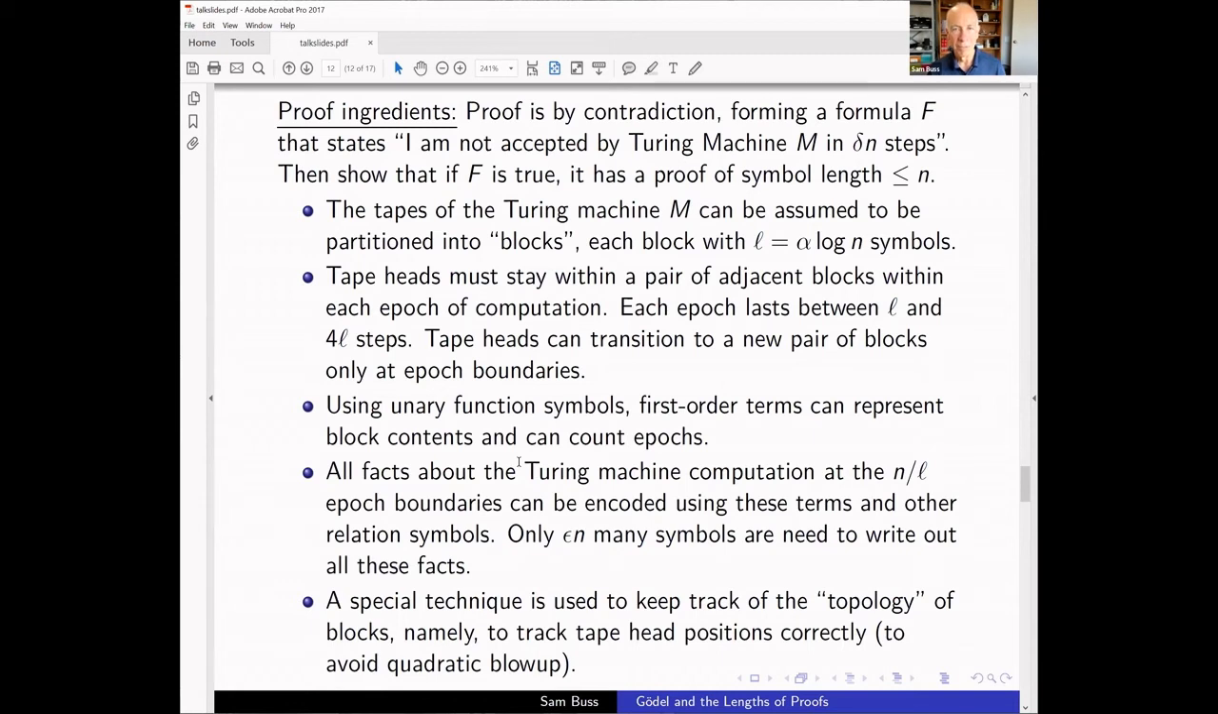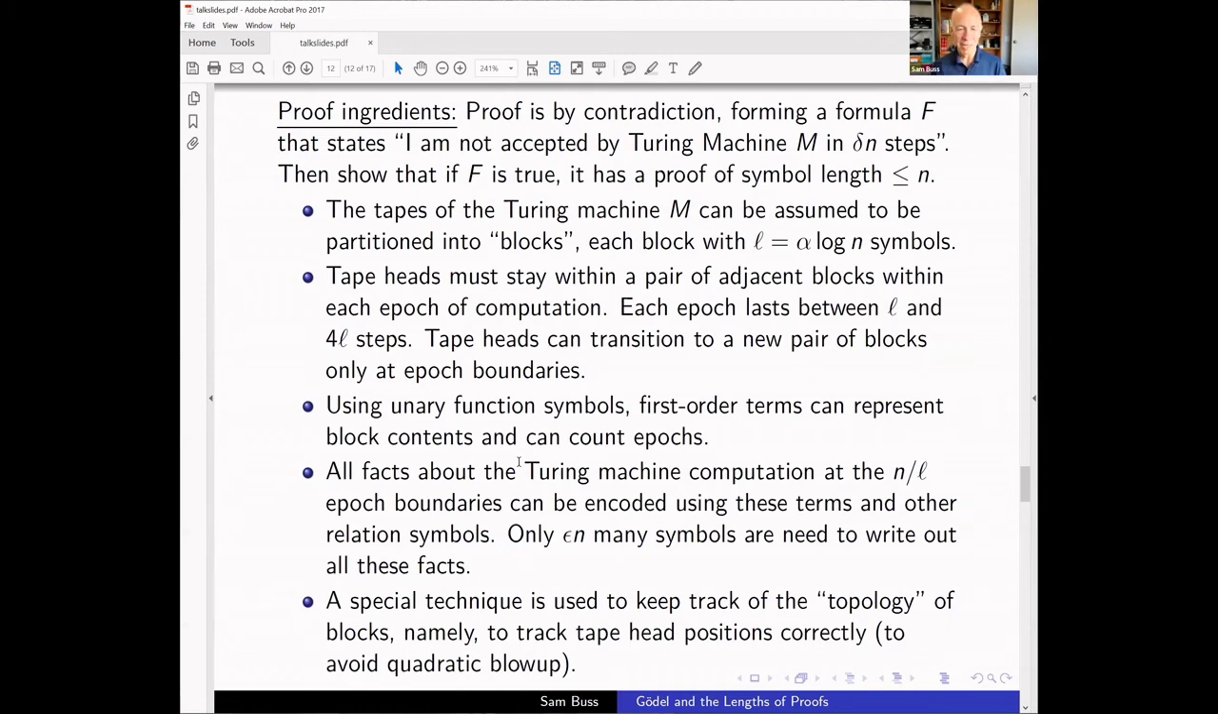So basically the proof is going to just prove the true assertions about what's true at a given epoch, right? Actually, what we're going to do is for each time t, we're just going to describe the block that's created at time t. We're not going to talk about the rest of the blocks at time t. We're just going to talk about the block created at time t. That way we get rid of the square thing, just like that. And then if you think about it, all these facts about the Turing machine computation at the n over L many epoch boundaries can be encoded using these terms, using only order n many symbols. Why? Because there's n over L many epochs, that's about n over log n, forgetting constants since we're among friends, and we need about log n many symbols to describe the state at the end of each epoch. So it's order n symbols.